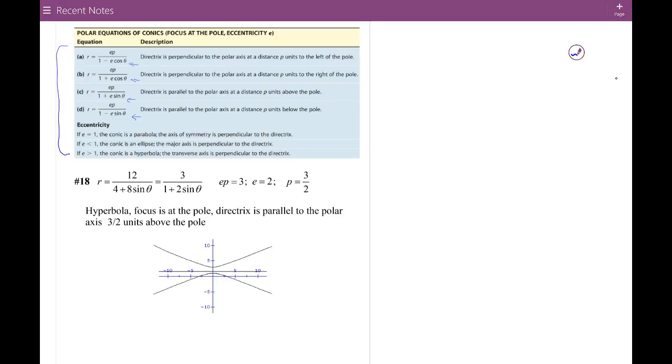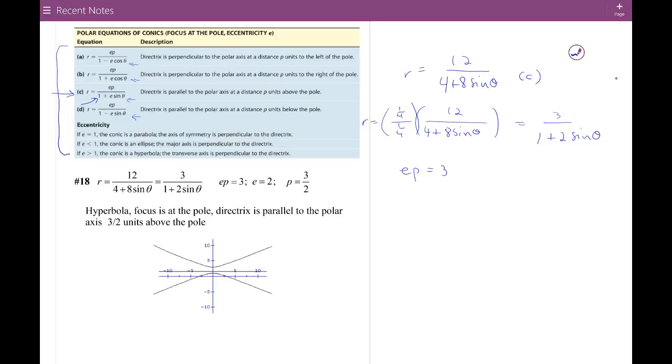So let's look at number 18, and I see I have r equals 12 over 4 plus 8 sine theta. So you can see that this is type C, because I have a sine theta and I have a plus. But I don't have the 1 that I need in the lower left. So I need to do some algebra here and multiply the top and the bottom by 1/4. So then I'm going to have 3 over 1 plus 2 sine theta. Now it's in the proper form to be able to identify the e and the p.